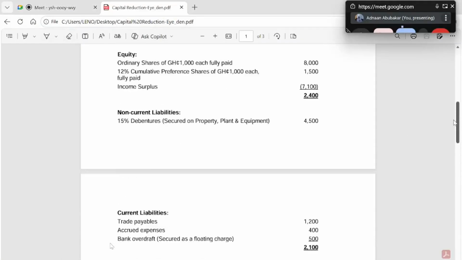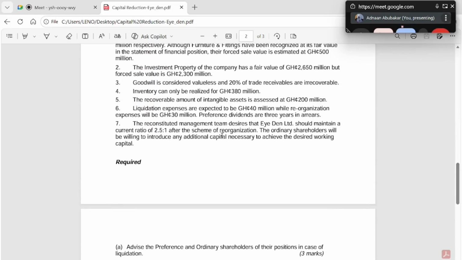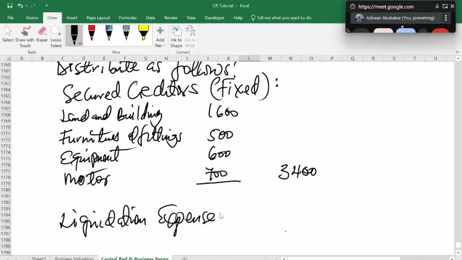So where do we find the liquidation expenses? We read it at point six. Liquidation expenses are expected to be 40 million. So the liquidation expense is 40 million. How much is that? 40, right? Good. Now let's move. The next one is what?